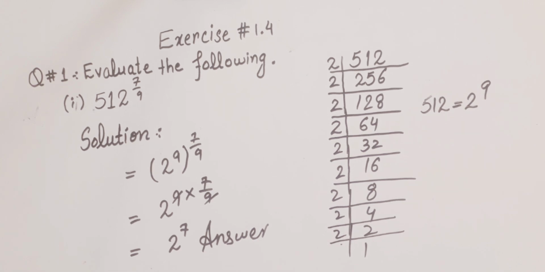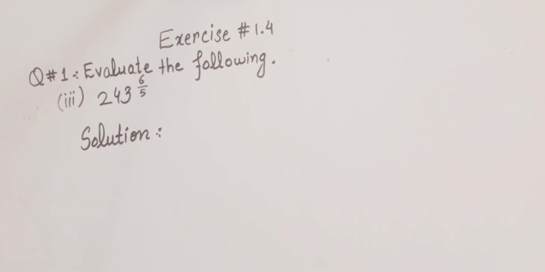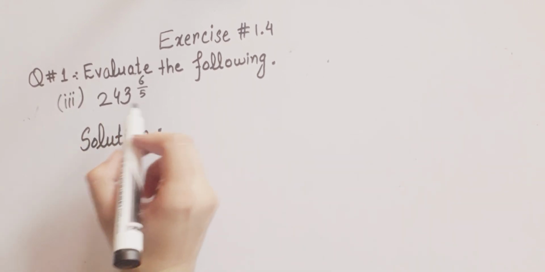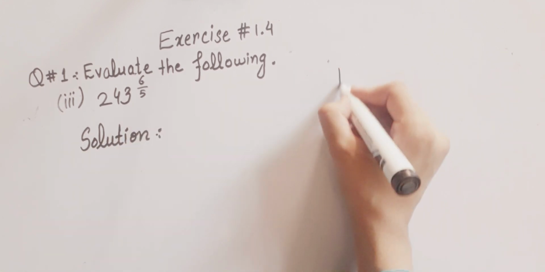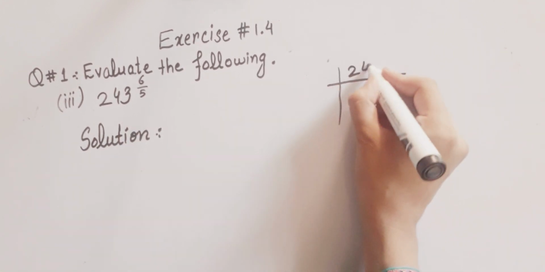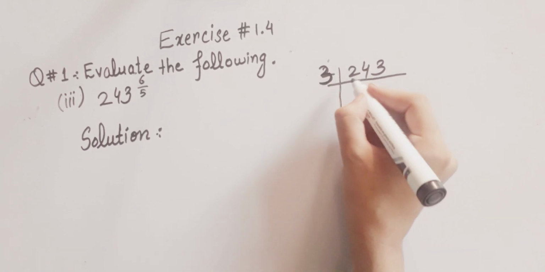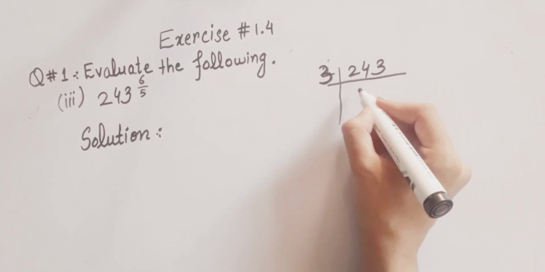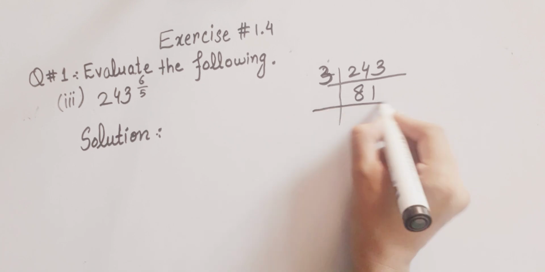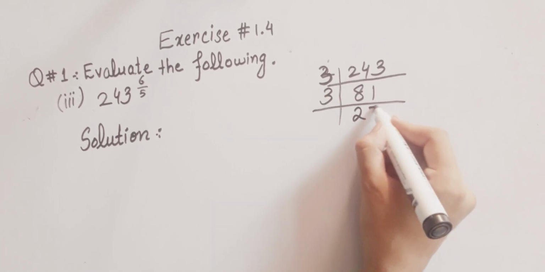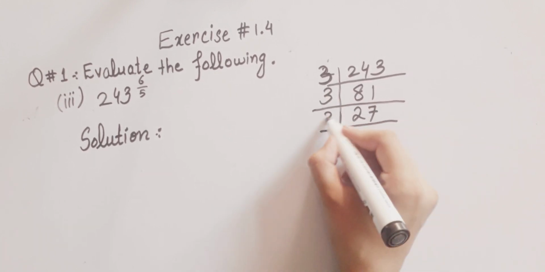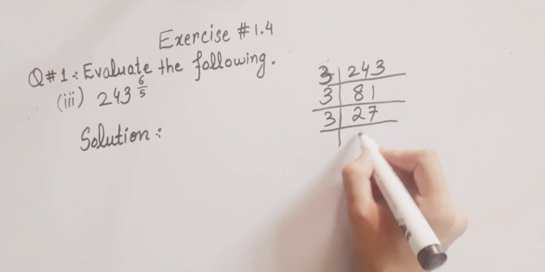Now we will do part number 3. The third part is 243 power 6 by 4. We will make the factors of 243. When 243 is divided by 3, we have 81. Then 27. When 27 is divided by 3, we have 9.